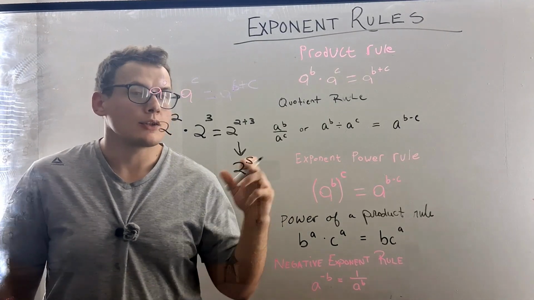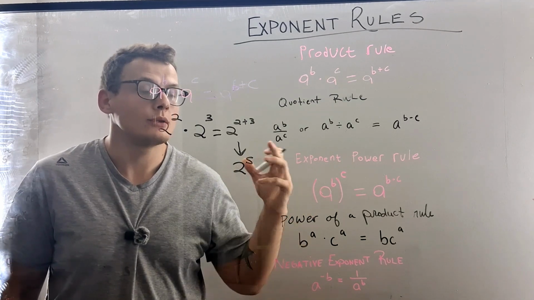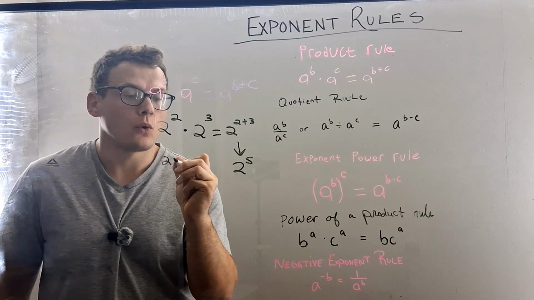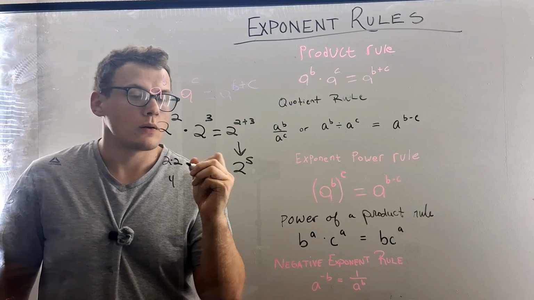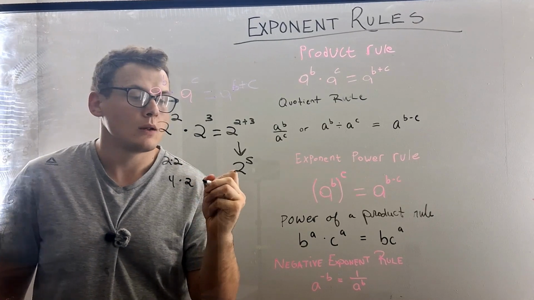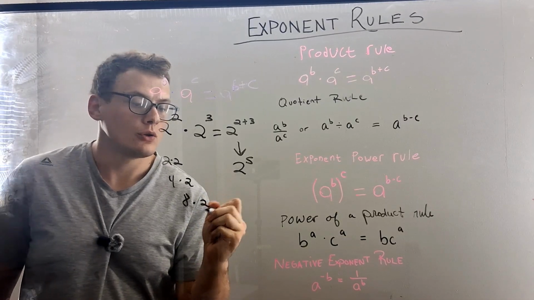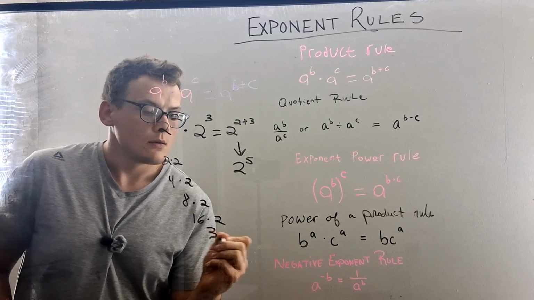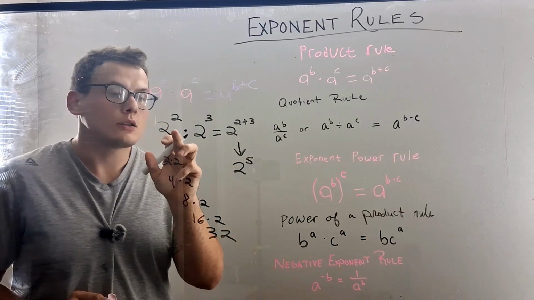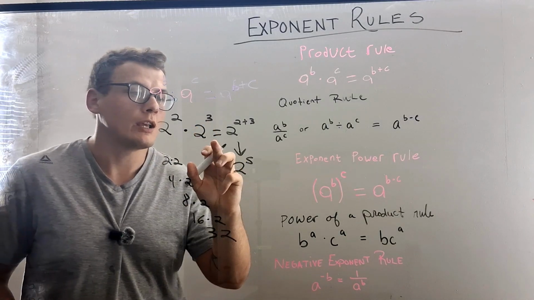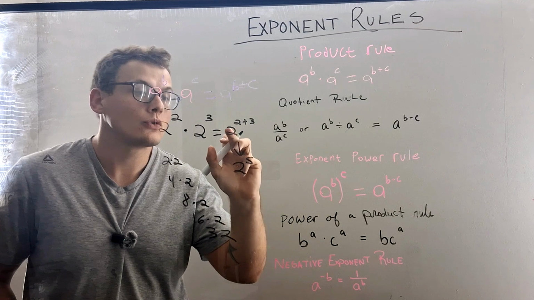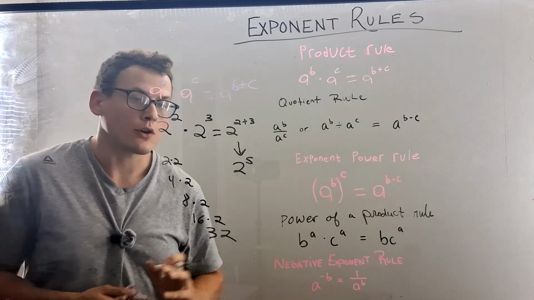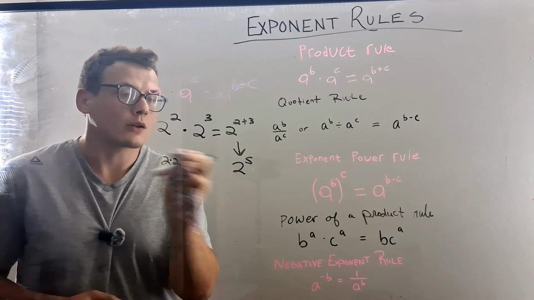And again, 2 to the fifth is 2 times 2 times 2 times 2 times 2, which would be 2 times 2 is 4. So 4 times 2 is 8, times 2 is 16, times 2 one more time is 32. So 2 to the second times 2 to the third equals 2 to the second plus 3, which is 2 to the fifth, which equals 32. Okay, that's an example of the product rule.